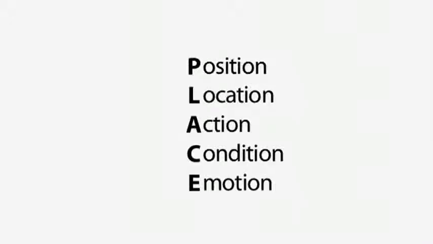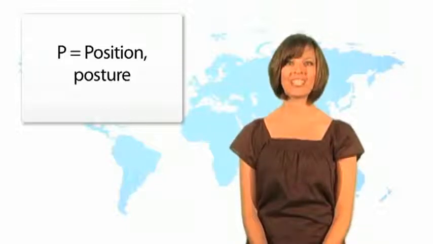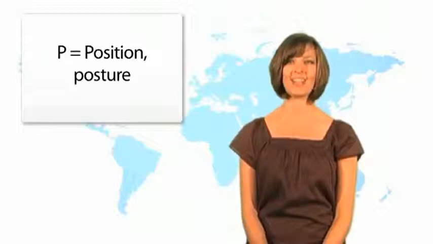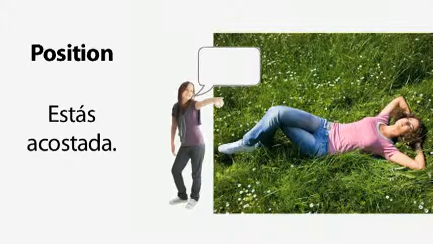I like to use the acronym PLACE. In place, P stands for position, the L stands for location, A is action, C condition, and E emotion. Ahora, let's start with P, position, which refers to the position you're in, or simply the posture a person has. Por ejemplo, estoy sentado. I am sitting down. Estás acostada. You are lying down.